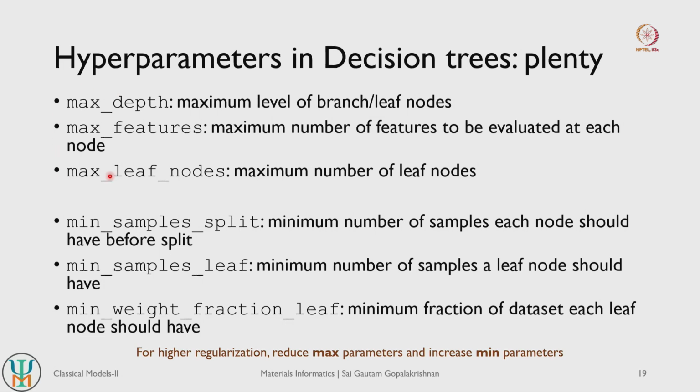So you would have a set of maximum parameters and you will also have a set of minimum parameters. For example, minimum sample split indicates the minimum number of samples each node should have before it can be split. Same thing with how many samples you should have per leaf node, what the weight fraction is for each leaf node, and so on. I am not listing all of them here. The important thing to note is that if you want to regularize your model more, so if you want to reduce the variance of your model, you should reduce the maximum parameters and increase the minimum parameters.